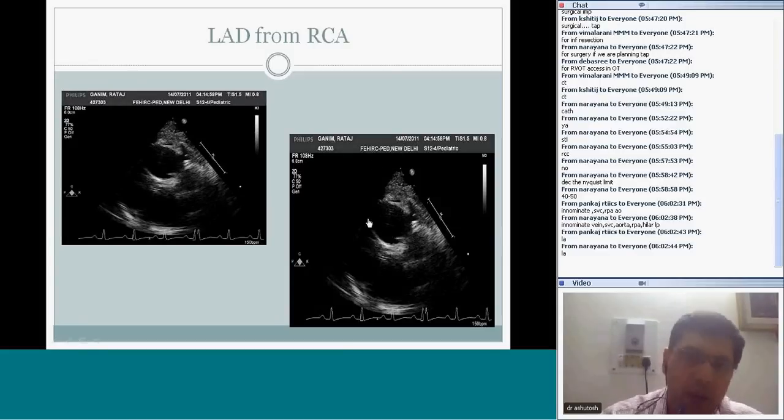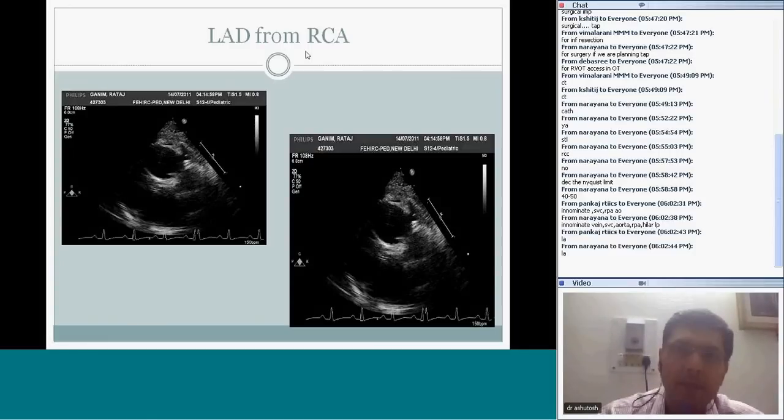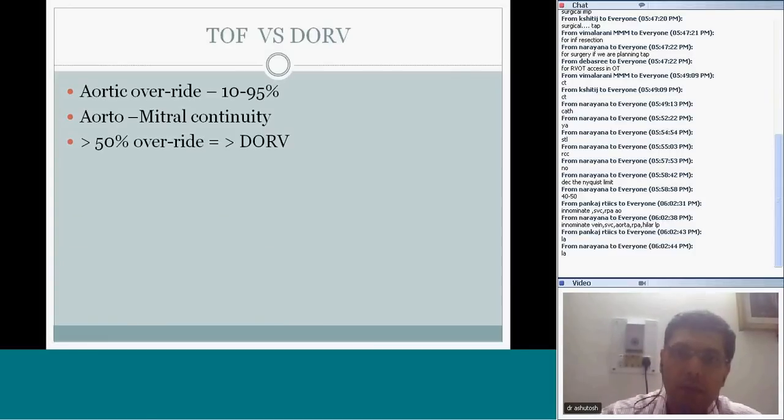In this patient, we just said there's a large vessel crossing and posterior images are not adequate. So we had a cardiac catheterization or a CT scan, and it turned out to be radiating from the right coronary artery.